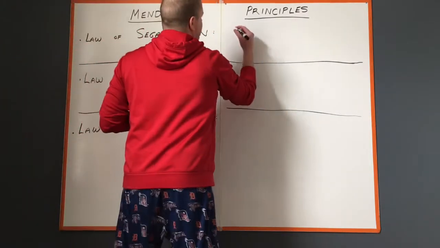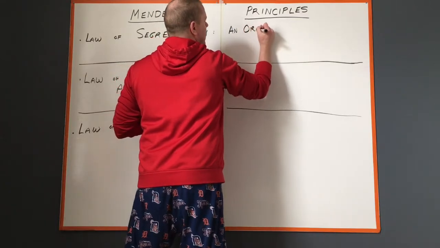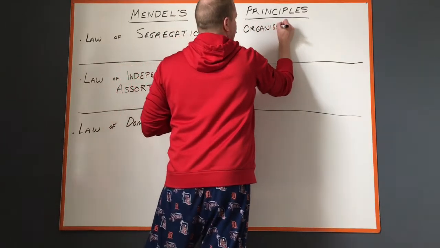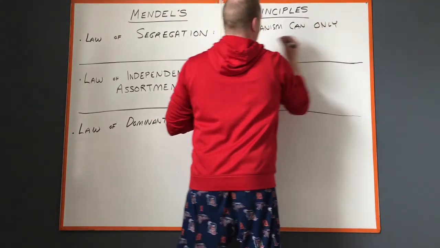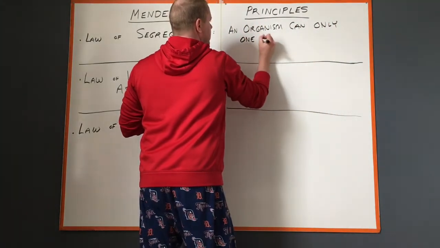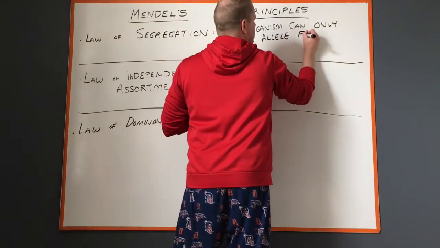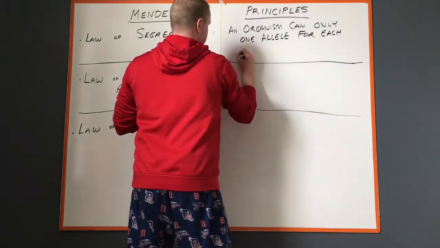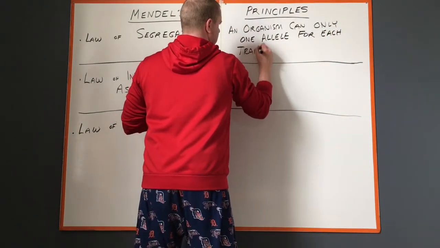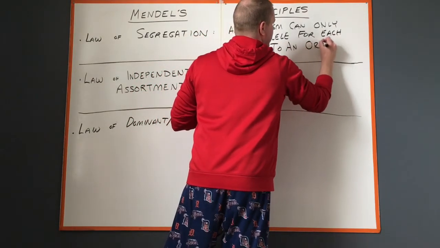By definition, what it says is that an organism can only pass one allele for each trait to an organism. Okay? So let me give you an example, okay?